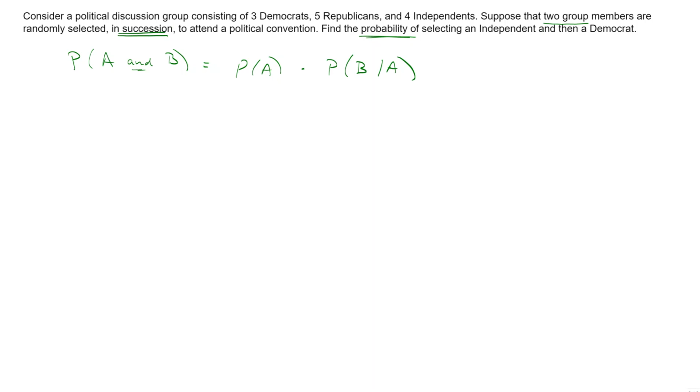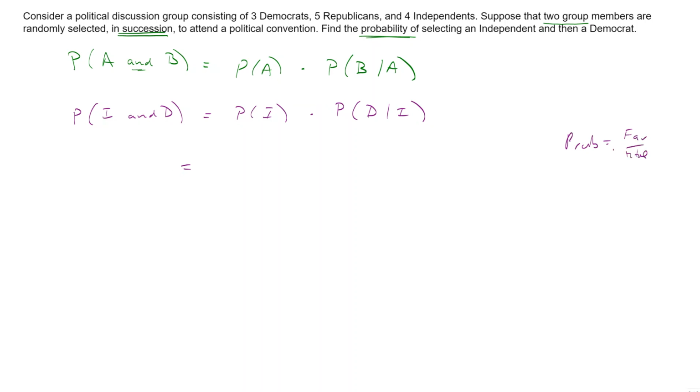So let's go ahead and work this out. I want the probability of picking an independent and then picking the Democrat. So I need the probability of picking the independent times the probability of picking the Democrat, given that I chose an independent on the first pick. Remember that probability is always going to be favorable over total.